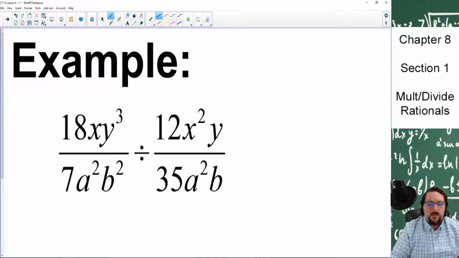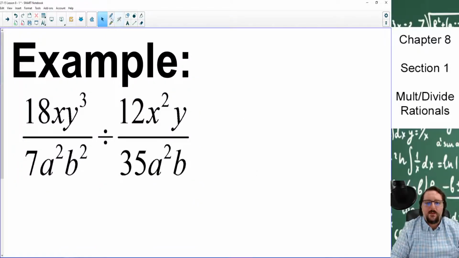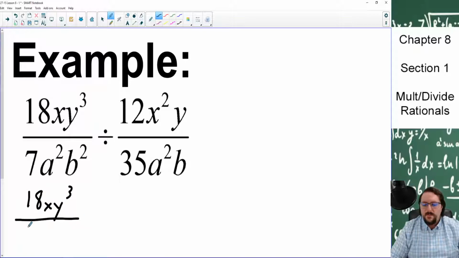If we look at the next one, maybe this one will work out a little bit better. See, initially, this looks the same, but there's a major, major difference here. And that's this guy in the middle, right? That division symbol. And that's going to change everything very radically. So as always, when we deal with division, we think of what I like to call messy chicken, KCF, keep, change, flip. So we'll keep the very first piece, 18xy to the 3rd, over 7a squared b squared.